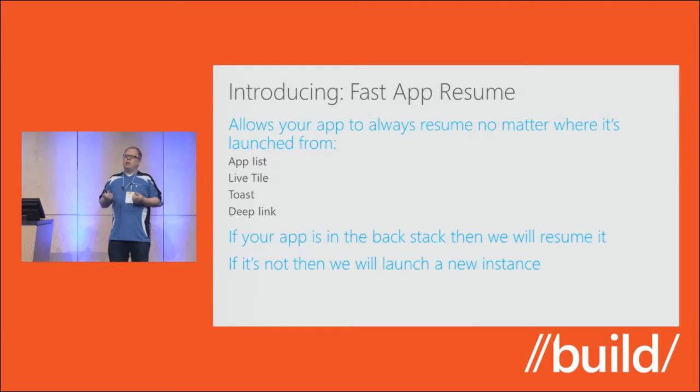And what this means is all the great work that a lot of you did with fast application switching, and most applications in the marketplace today support fast application switching. We're going to allow applications to always resume no matter where they're launched, be that from the start screen, from a pinned tile, from the app list, from a toast, from a notification, a deep link into your application. So every time the user launches your application, if you're in the backstack, i.e. you're in the suspended state, we will resume that.